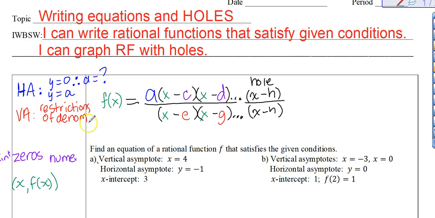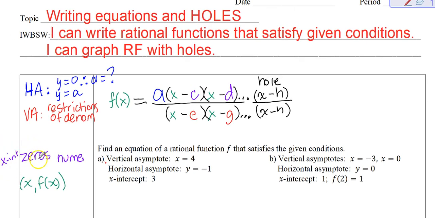In red, of course, red for restrictions. Those are our vertical asymptotes. Those belong in our denominator. Our x intercepts, or zeros, they belong in your numerator. I'll do that in purple. And then if we have any other points, like say, for example, we don't get A, we get a condition or a point instead, I will do that in green.